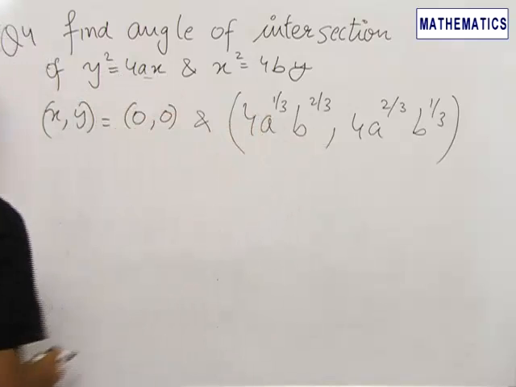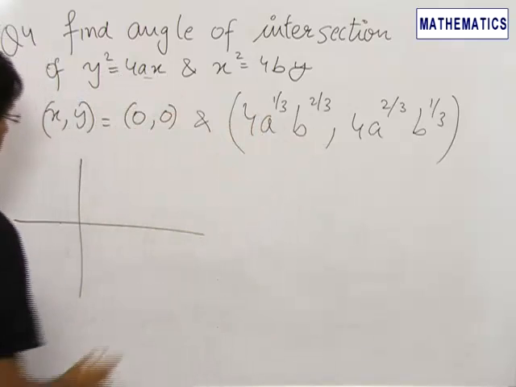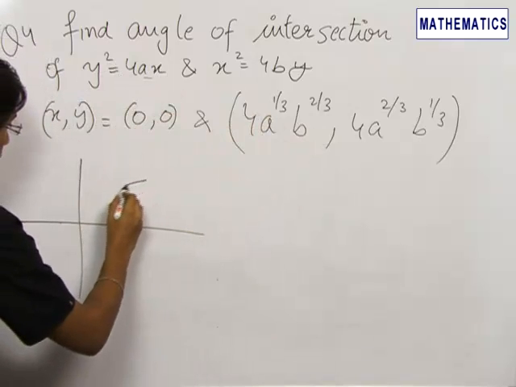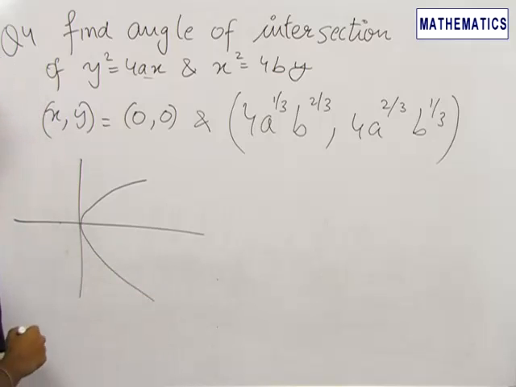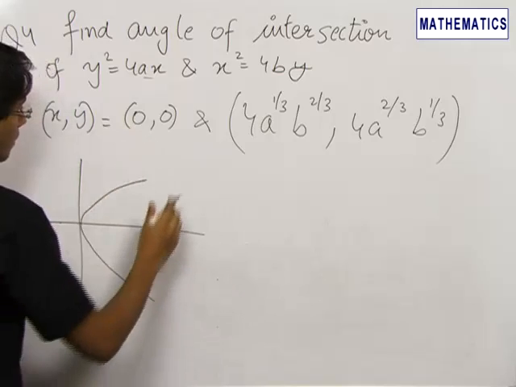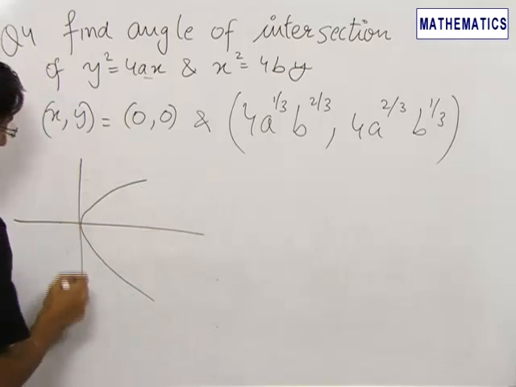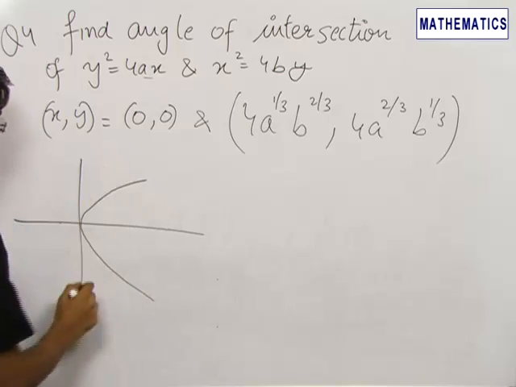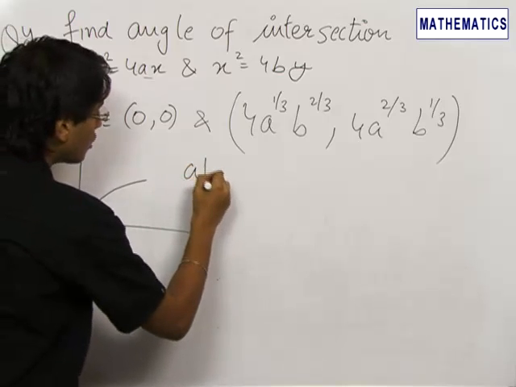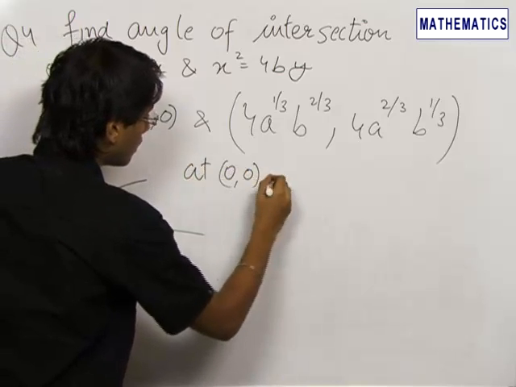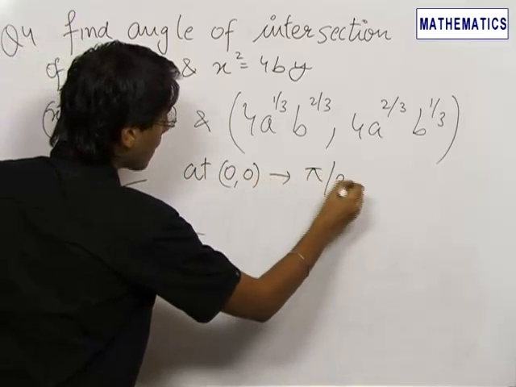Now very clearly and very obviously, at (0, 0), one parabola is like this, the other will be like this. So at (0, 0), the angle of intersection of the two tangents will be equal to pi by 2 because the x-axis and y-axis will be the two tangents. So at (0, 0), the angle of intersection will be pi by 2.